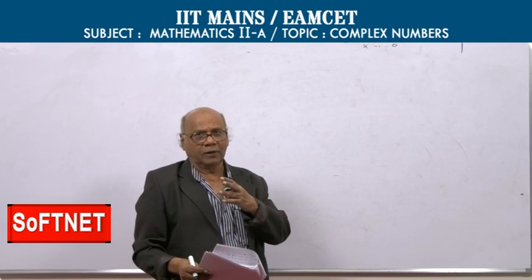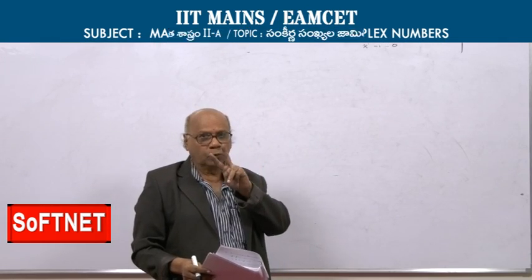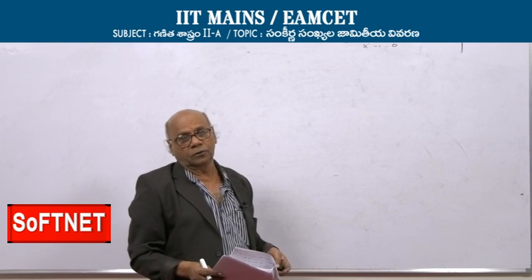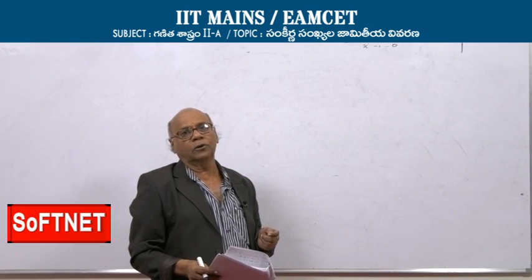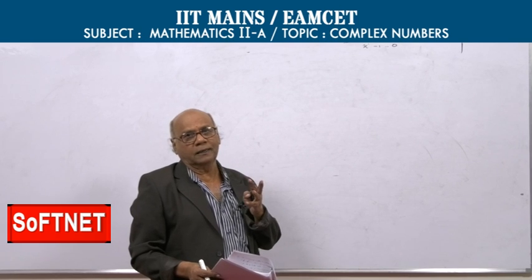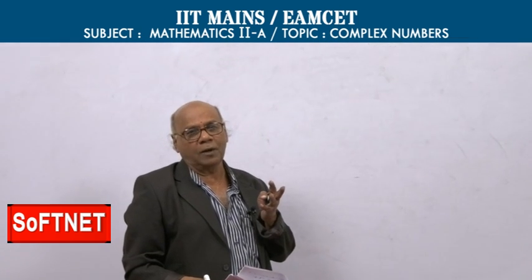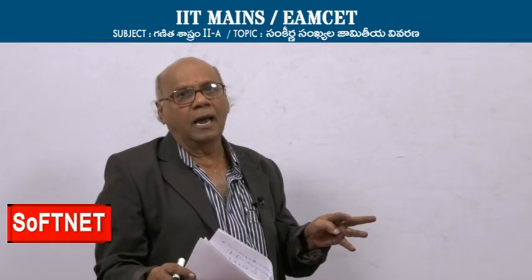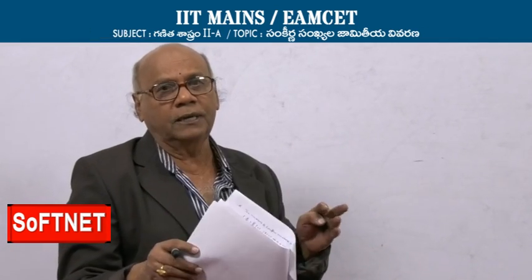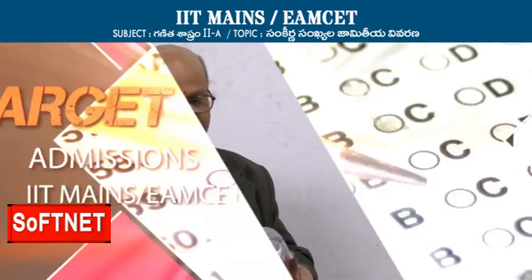You can remember one factor. For the common roots of two polynomial equations, what you have to do is find the GCD, greatest common divisor, of both polynomials, and then the roots of that GCD will always be the common roots.